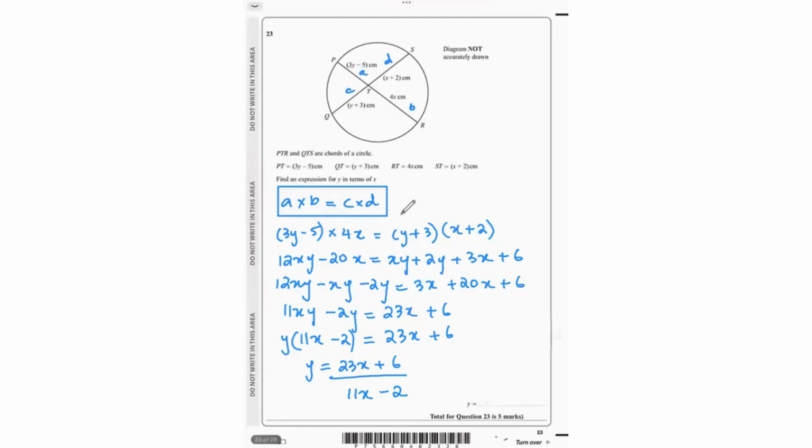Main thing you need to know is this: for the same chord, it's divided into two parts. So the product of those two parts is equal to the product of the two parts for the other chord. That is your intersecting chord theorem.